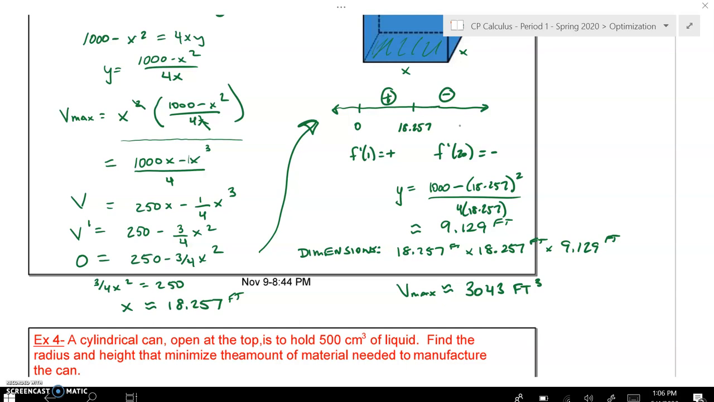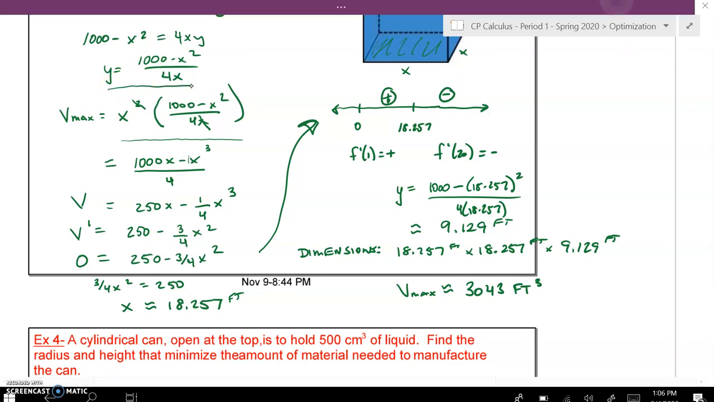So in this case, I know to use that as my x. I just now need to find all of the dimensions. So I need to find the y. How do I do that? Well, I have that y is equal to (1,000 minus x squared) over 4x. So I can plug in my now found x location, plug that dimension in, and I end up with my y dimension being 9.129 feet, an approximation because we rounded a little bit.